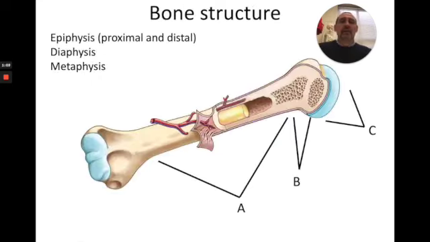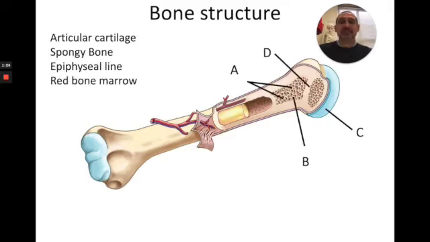So here's what the bone basically looks like. The epiphysis would be the ends of the bone, so that's C. The diaphysis is the shaft of the bone, that's A. The metaphysis is like in between those two, and that's B.